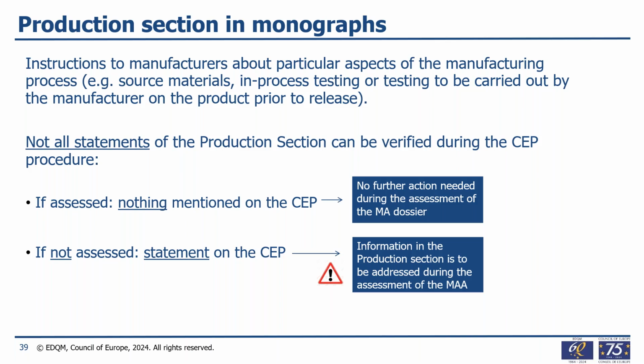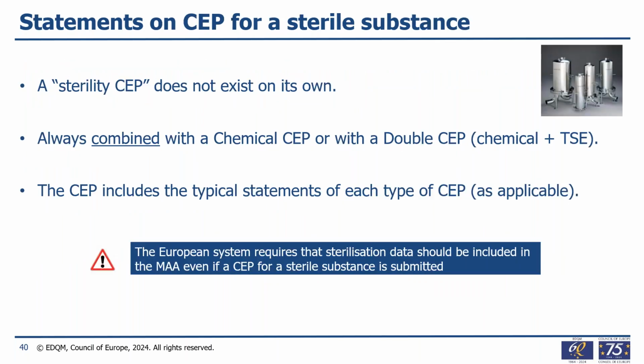If these aspects could not be verified during the CEP evaluation procedure, a specific statement is mentioned on the CEP, which states that the information on the production section is to be addressed during the assessment of the marketing authorization application. So for sterile substances, a sterile CEP does not exist on its own. It's always combined with a chemical CEP or with a double CEP. And in any case, the CEP includes the typical statements that we previously saw for each type of CEP.